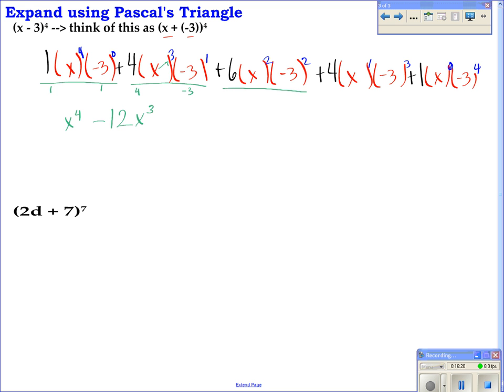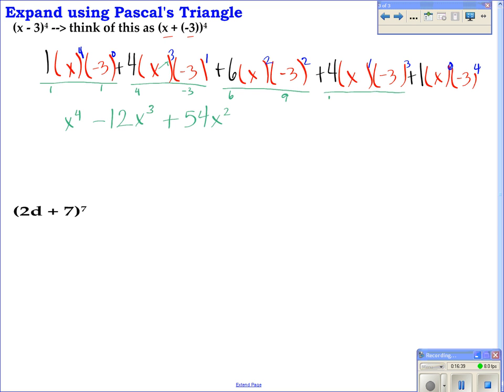Okay, this term. Numbers here, this is a 6. What about here? +9, because -3 times -3 is +9. So 6 times 9 is 54, and x to the 2nd.